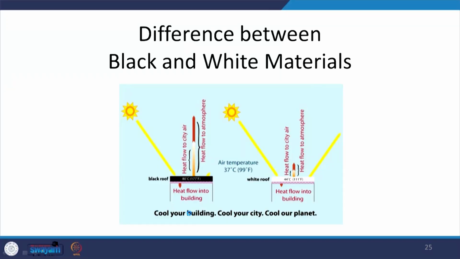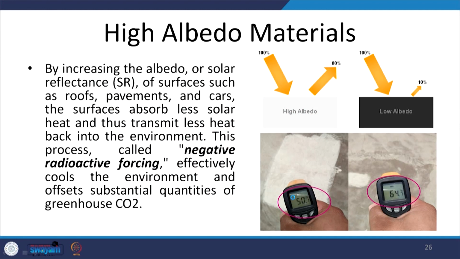So, if we look at the scientific data, we would see the difference between the black surfaces and the white surfaces. The amount of heat which flows into the building from a dark colored roof surface is much more than what is coming through a white colored surface, because a larger percentage of this heat is reflected back by a white surface. So, here we are talking about reflectance when we are selecting the colors.